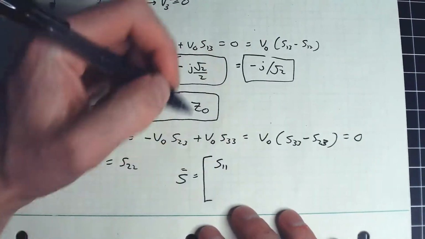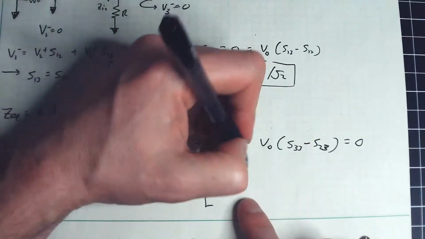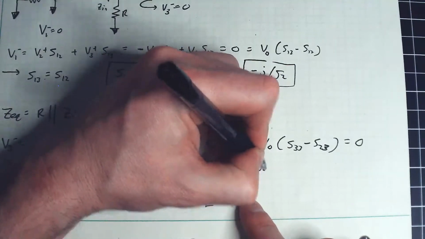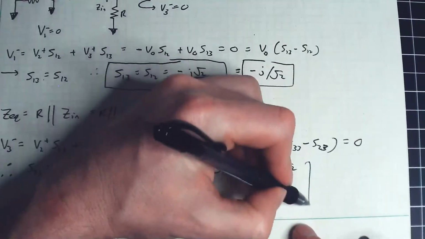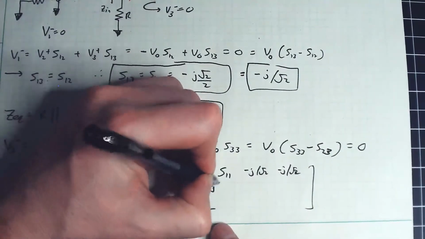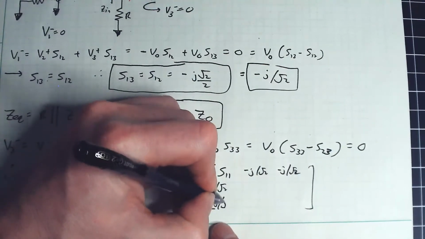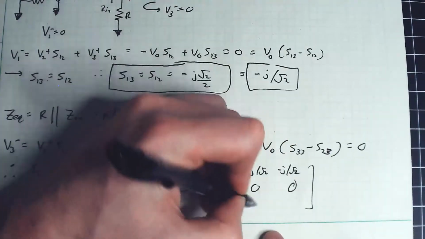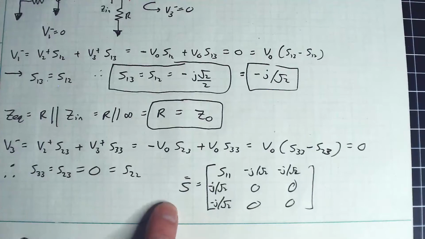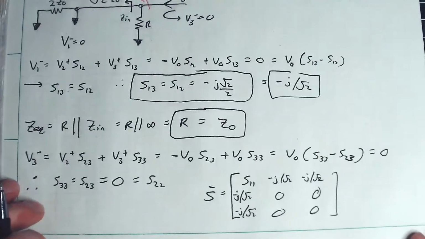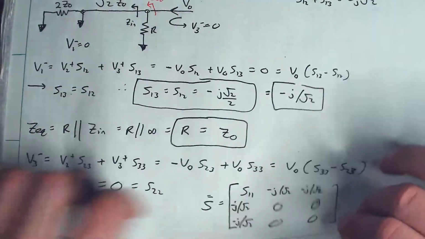I've got an S11, I've got a minus j over root 2, minus j over root 2 again, and then a negative j over root 2 here, negative j over root 2, and then 0, 0, 0, 0, like that. So the only term I am missing is S11. So let's do one last little bit of analysis to see how that works.